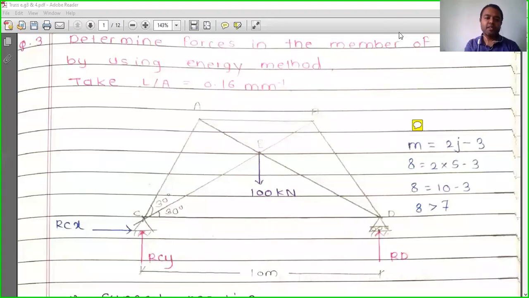So in the previous lecture, we have seen two problems regarding the analysis of indeterminate type of truss. Here we are going for the third example of analysis of indeterminate type of truss. So here is the given problem. First of all, whatever may be the given problem, we have to find the SDI of the structure. To find SDI, we will do this calculation.